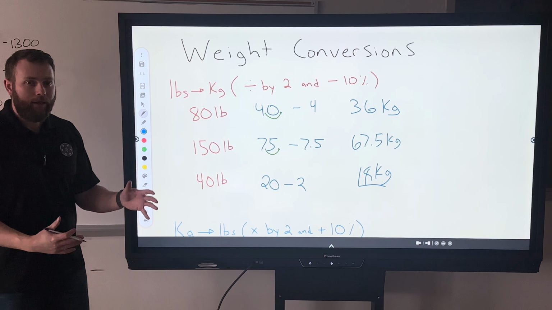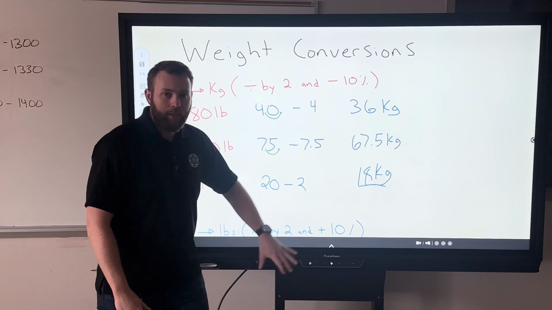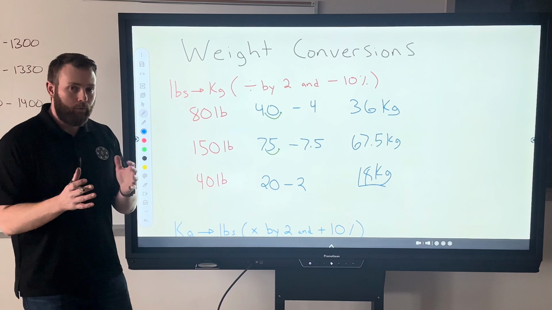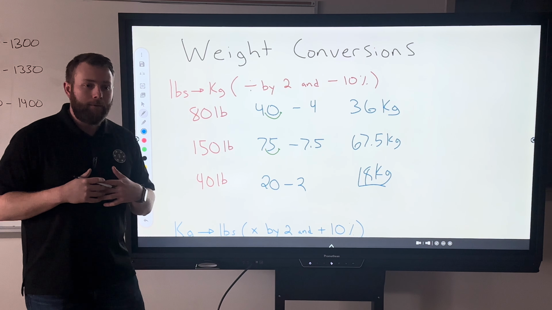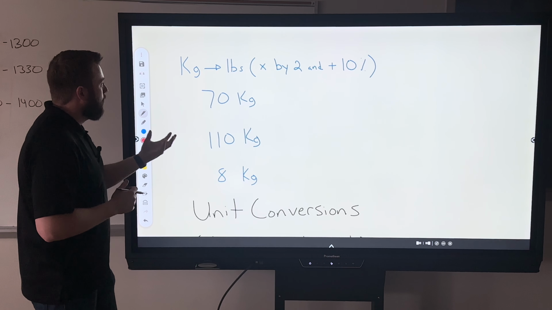Now, when you do the math in the calculator and divide by 2.2, your answer is going to be slightly different than this, but this shortcut will definitely get you within 1 or 2 kilograms of what the actual conversion is. And this definitely works for quick conversions in the field to be able to calculate our medication dose. Let's move on to the next one.